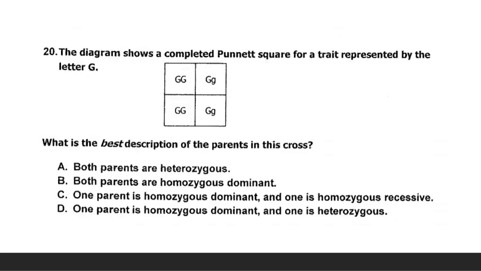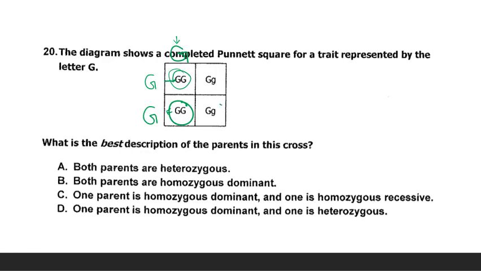The diagram shows a completed Punnett square for a trait represented by the letter G. What is the best description of the parents of this cross? So you're going to have to kind of work your Punnett square backwards on this one. If we have homozygous dominant, then we know that we got one of those alleles from one parent and the other allele came from the other parent. We know that for sure. We also have another homozygous dominant. We already established that this one was going to be a dominant allele, but that means also that it got its other dominant allele from this parent.